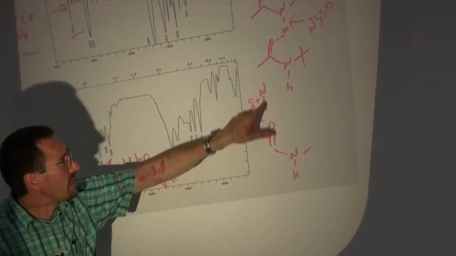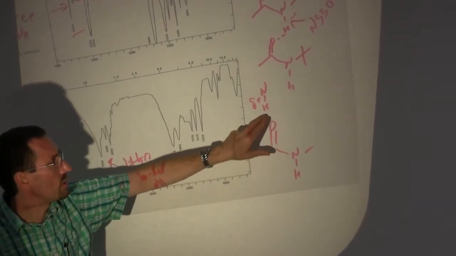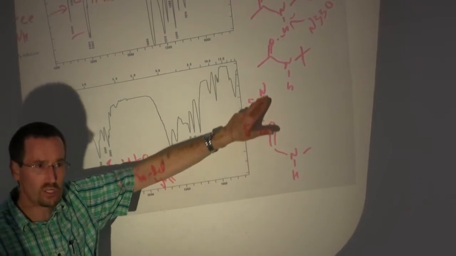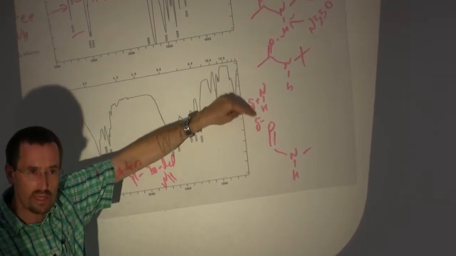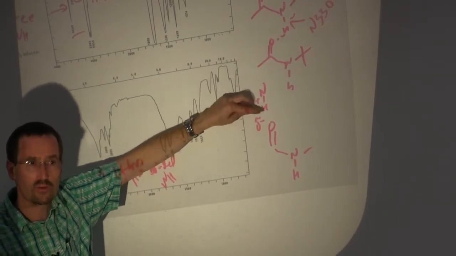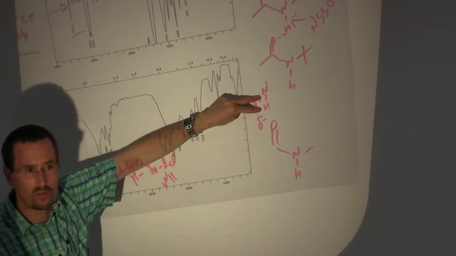Then you think about the NH stretching frequency. You have electrons on the oxygen. Those electrons are pushing the NH electrons toward the nitrogen. They're weakening the nitrogen-hydrogen bond, so that stretching frequency drops to a lower number.